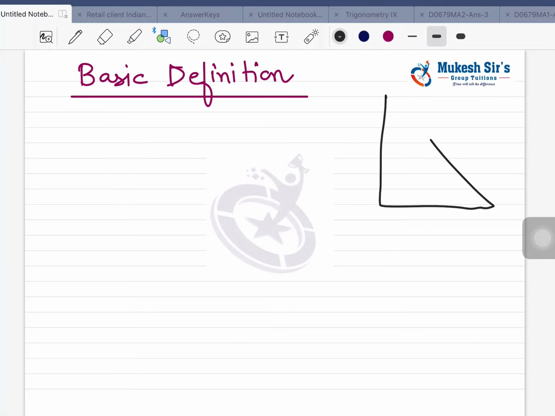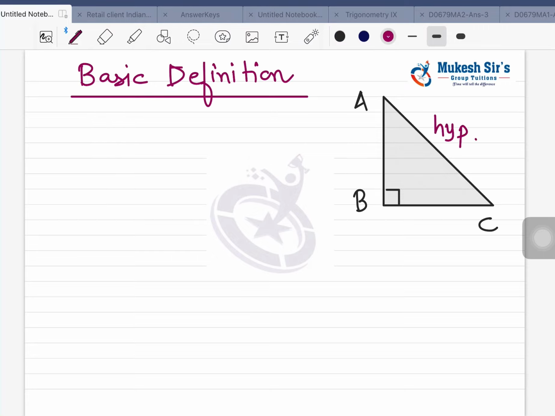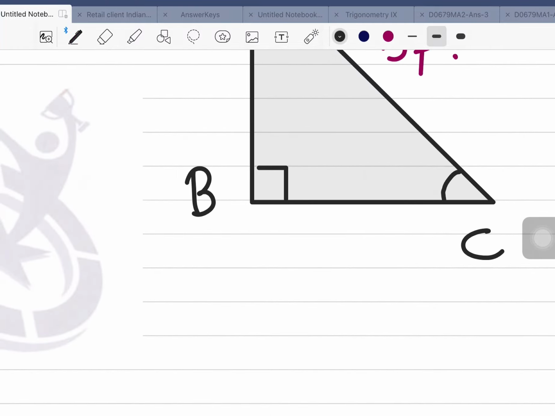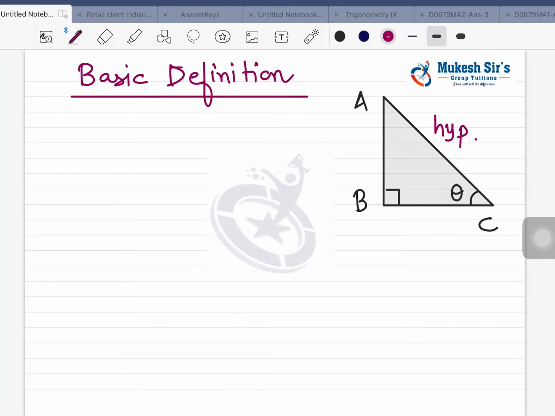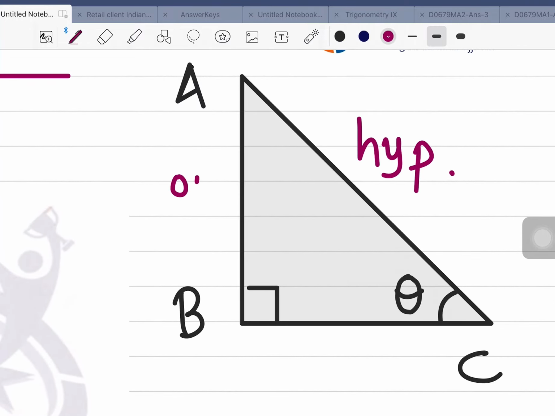So if you have a triangle ABC and if the vertices are A, B, C, angle B is 90 degrees, then AC is the hypotenuse, right? If I take angle C, let's say its measure is theta, या फिर उसको हम लोग ने एक नाम दिया है theta, है ना? So theta का opposite side here will be AB. So AB is the opposite side of theta and BC is the adjacent side of theta.